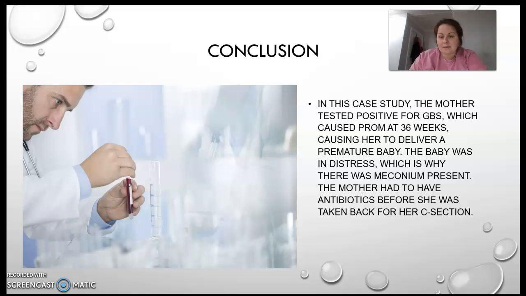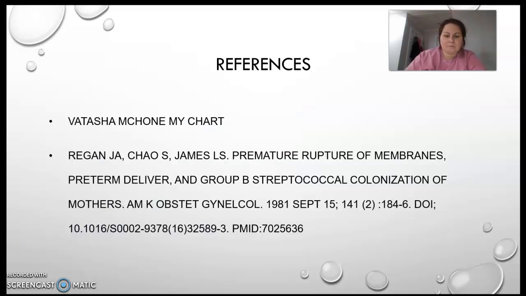It causes the amniotic sac to break down, the membranes to break down, and the fluid to become infected. It puts the baby in distress. In this case, the mother, which was me, tested positive at 36 weeks, causing me to deliver prematurely. The baby was in distress, which is why there was meconium present. I had to have the antibiotics before I was taken back for my C-section.